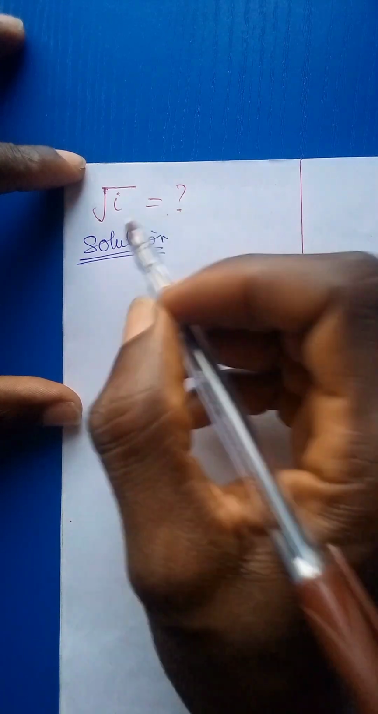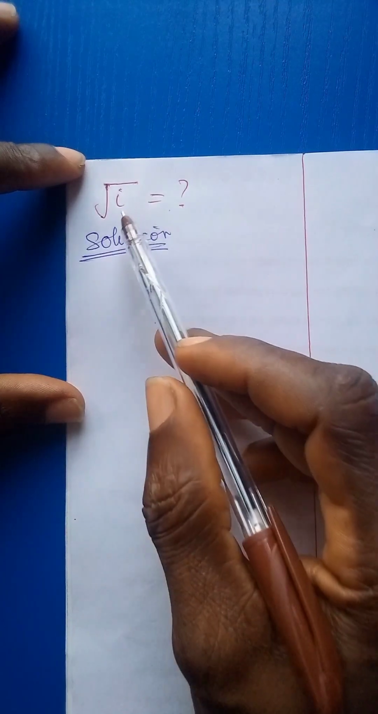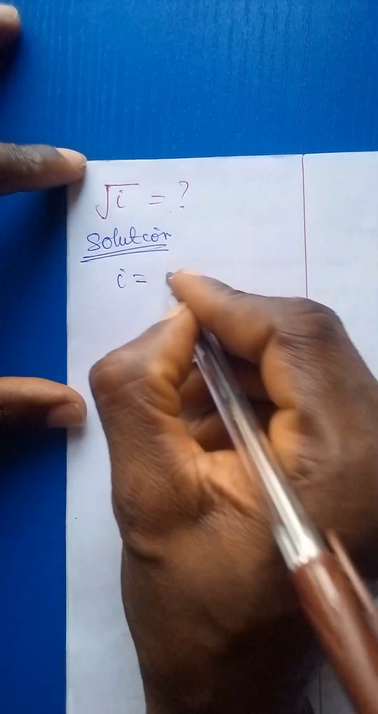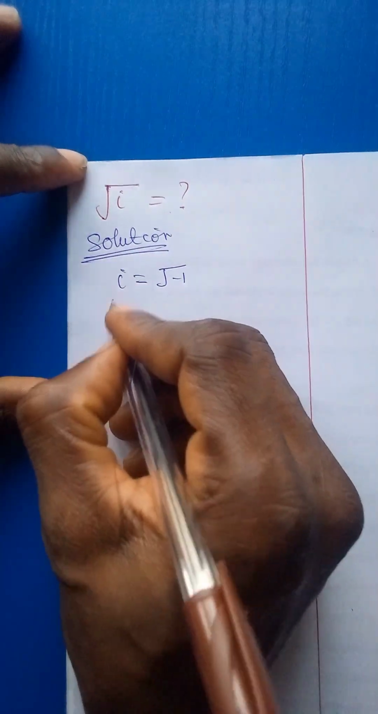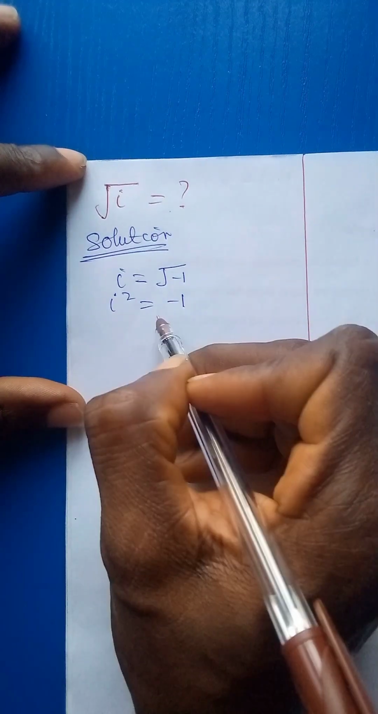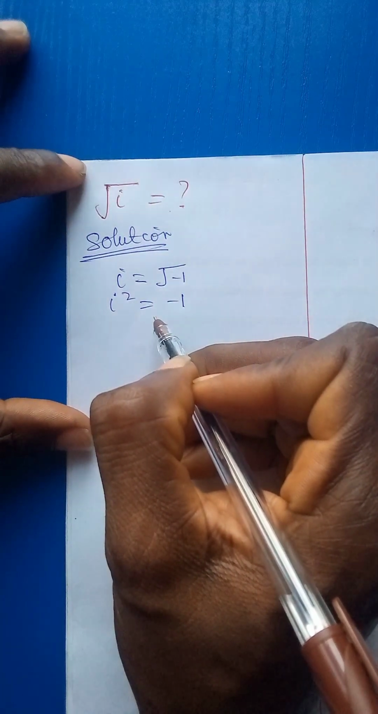In this video, we are required to find the square root of i. In case we don't know, i is an imaginary number, and i is equal to the square root of minus 1. If I square both sides, i squared equals minus 1. Let us do well to remember this point because we are going to need it later on in the video.